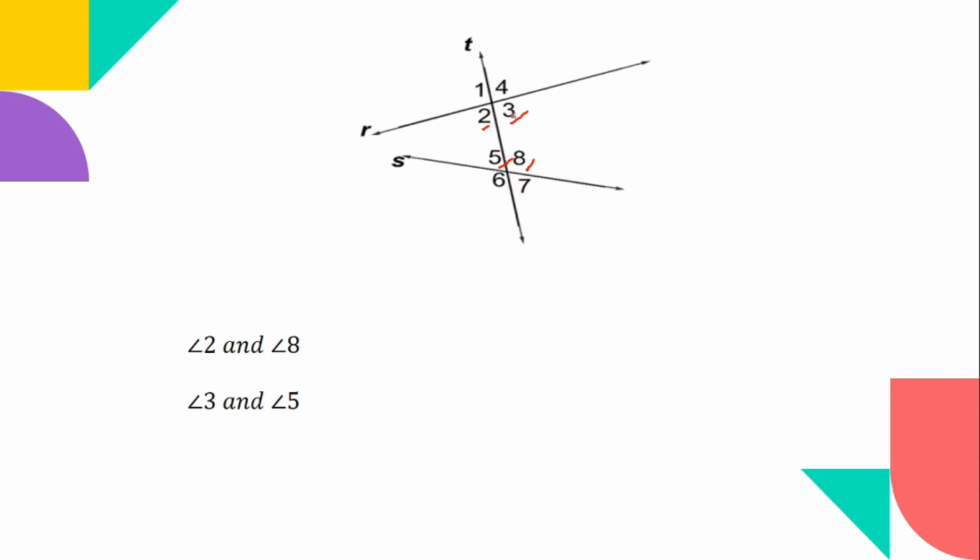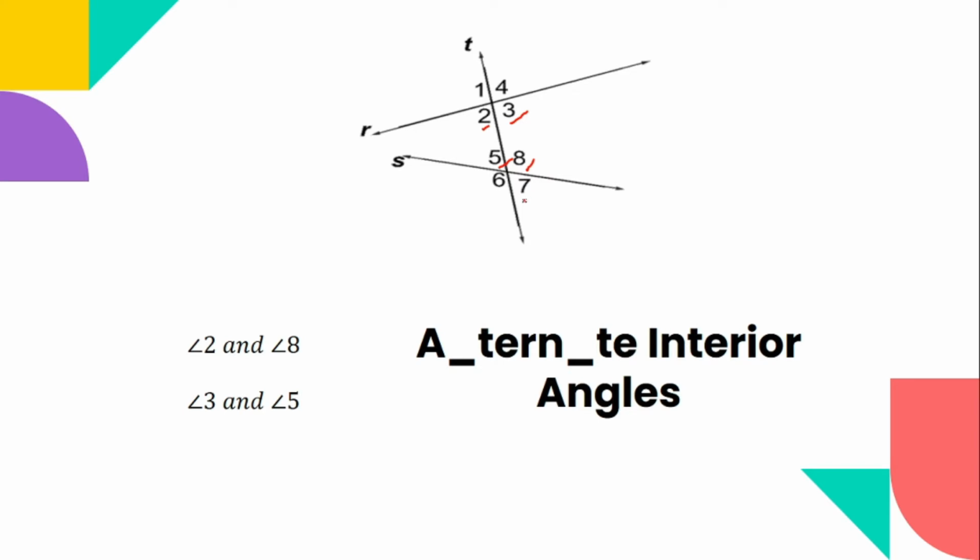Tama? And they are what? They are what we call the alternate interior angles. Alternate, kasi kung mapapansin nyo, di ba, parang magka-alternate sila. Okay, so 2 and 8, 3 and 5, and then interior kasi nasa loob sila. Okay, so that's why we call this alternate interior angles.